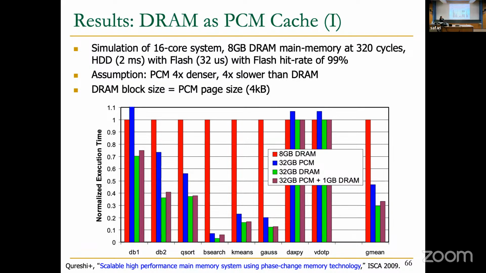But if we consider only using the PCM, then a lot of problems like long write latency and large write energy to PCM will hurt the system a lot, as shown here in the blue bar. So it's better that we use the PCM mainly, but use the DRAM as a cache.